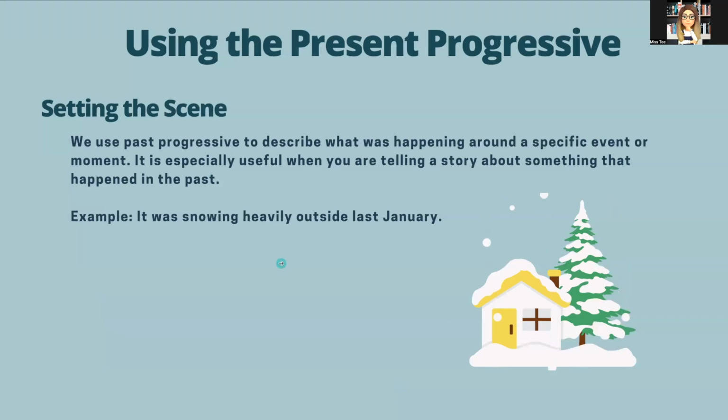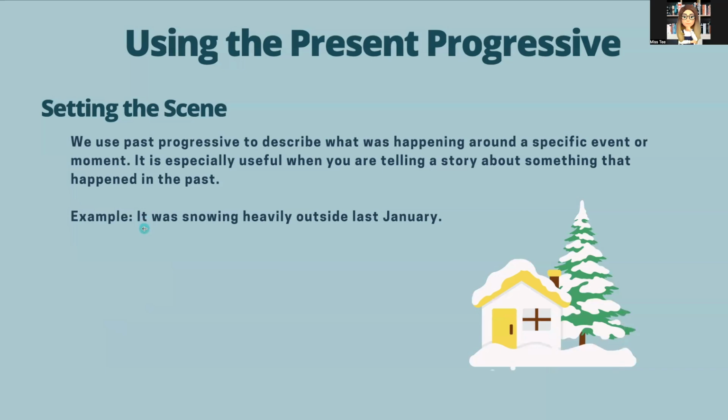So one last thing, using the past progressive, you can use this tense to set the scene. We use past progressive to describe what was happening around a specific event or moment. It is especially useful when you are telling a story about something that happened in the past. For example, it was snowing heavily outside last January.